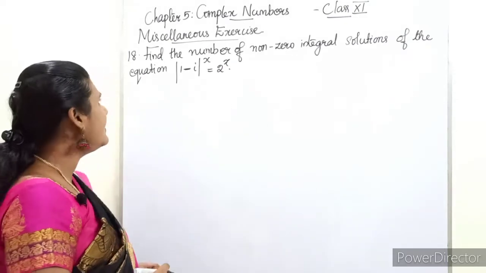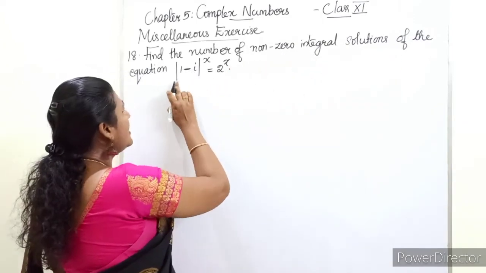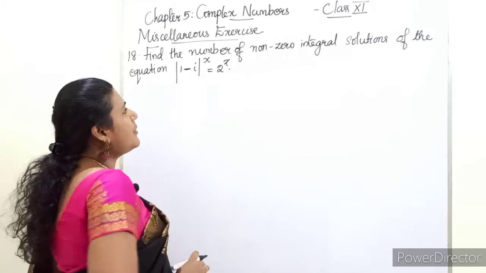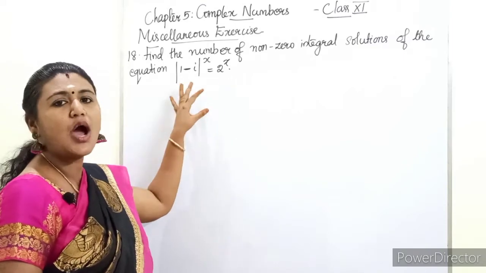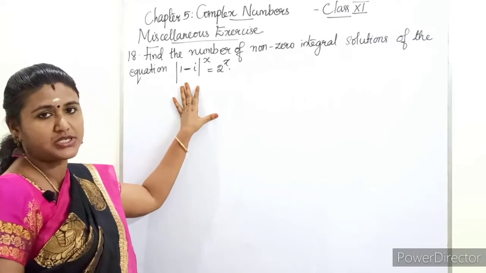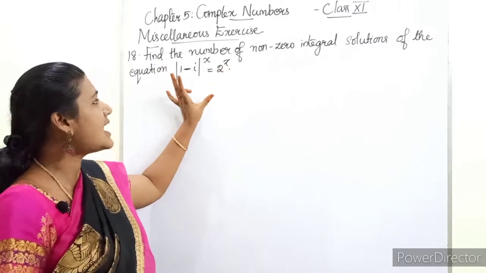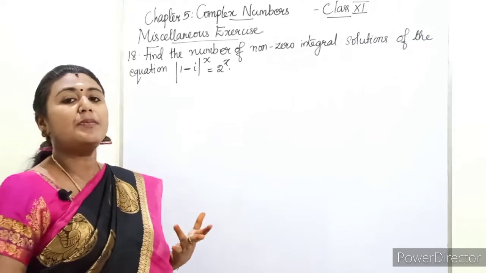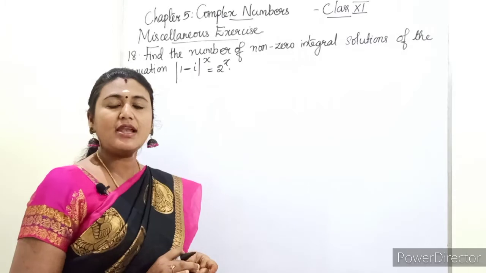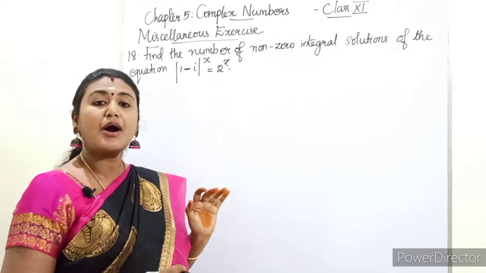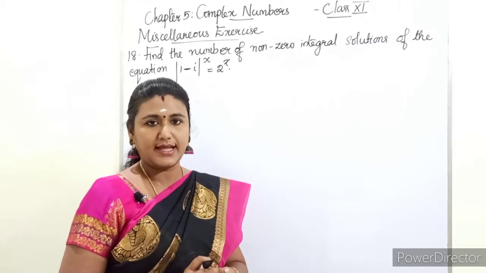Question number 18. Find the number of non-zero integral solutions of the equation modulus of (1 minus i) the whole power x is equal to 2 power x. So here we have an equation, and we have to find the solution of this equation. Then you have to find how many non-zero solutions there are. What do you mean by solution? The value of x, since the variable is x. So you have to find the values of x, and how many non-zero values there are. That is the question.